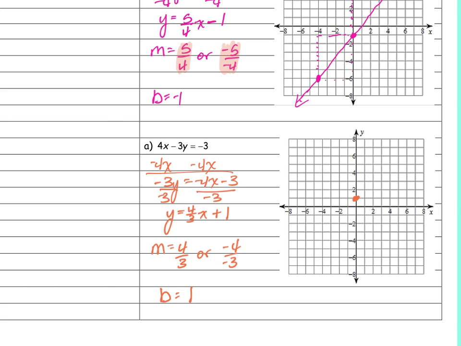Because on Delta Math, by the way, you are going to have to graph the line. So make sure you know how to do it. And then I'm going to go up 4, 1, 2, 3, 4, over 3. And there we go. I've got 4 points. Great. And there's my line. Questions?